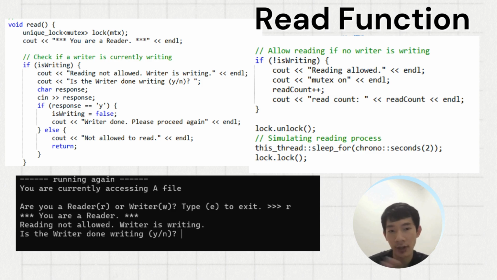What if a writer is currently writing a file? This is the example. If a writer is writing before the reader tries to read, then as we can see on the screen, we show the user that they are a reader, but reading is not allowed because a writer is writing. We keep checking whether the writer is done writing, and only once the writer is done is the user allowed to read the file.